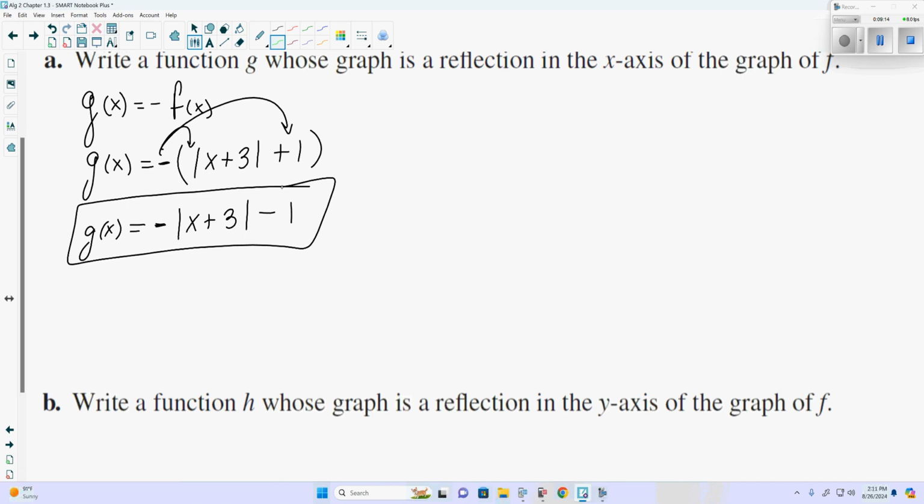That's it, because there's no way to combine like terms. We can't combine the 3 and negative 1 because of the absolute values. And if we did move the negative inside the absolute value, the properties of absolute values would just get rid of it. So we have negative, the absolute value of x plus 3, absolute value bar, minus 1.